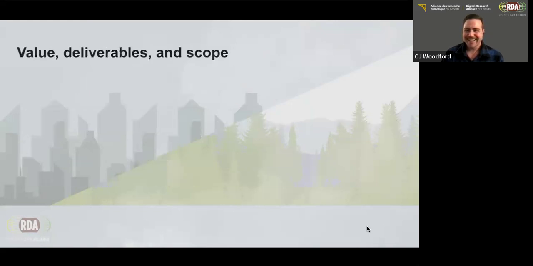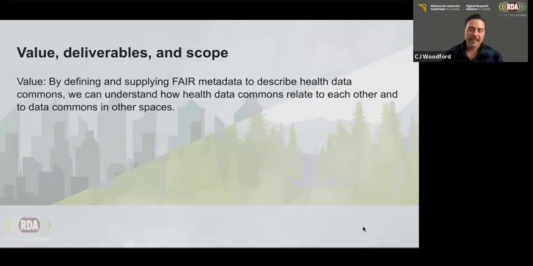Perfect. All right, so we do have it more succinctly put for value, deliverables and scope in the case statement, and these are just, again, even further summaries in these slides. So the idea is that by defining and supplying FAIR metadata to describe health data commons, so again, not necessarily saying this is what you have to do to be FAIR, but simply providing what are health data commons that are currently active or building, doing, looking to do, or interested in doing when it comes to FAIR implementation, so that we can understand how they relate to each other, and then also in other research spaces.